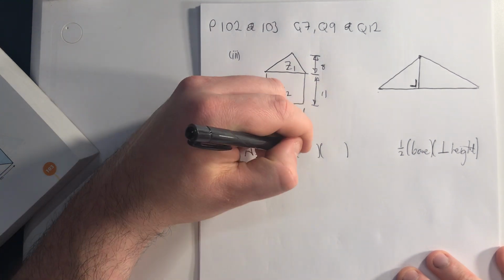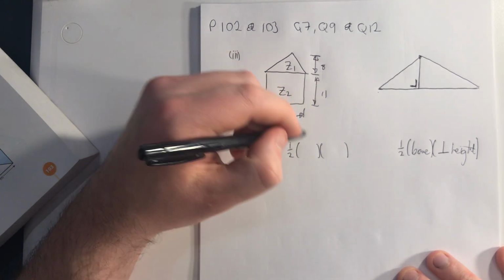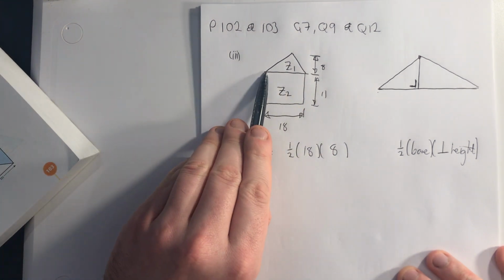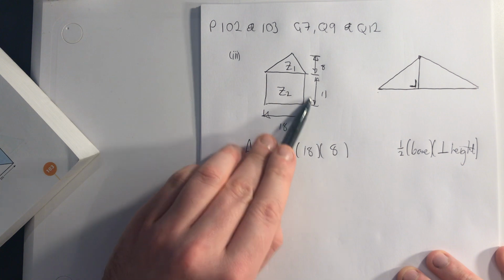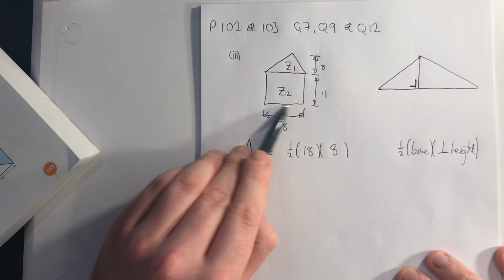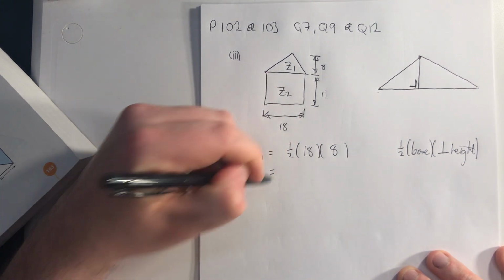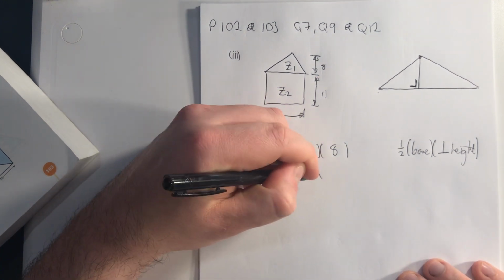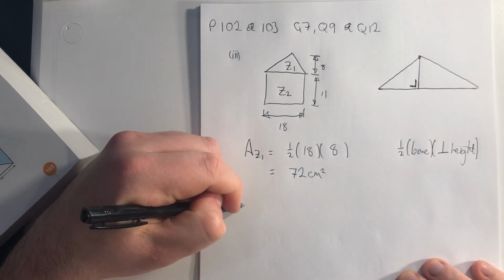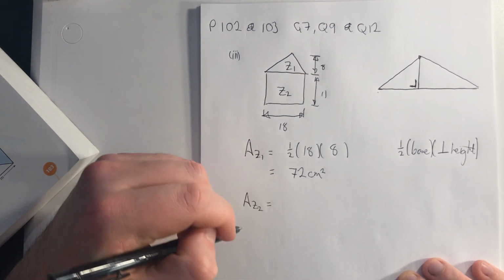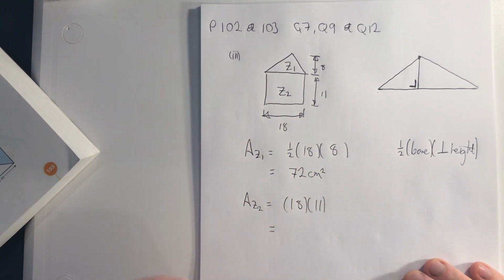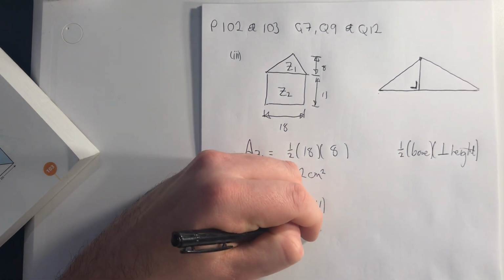So it's a half of the base, which is 18, by the perpendicular height, which is 8. The reason I'm saying this distance here is 18 is that I'm told it's a rectangle here, and that side there is 18 from the question. That gives me 9 times 8, or 72. That's going to be centimeters squared. Then the area of zone 2 is equal to 18 times 11. That's going to give me 180 plus 18, which is 198 centimeters squared.